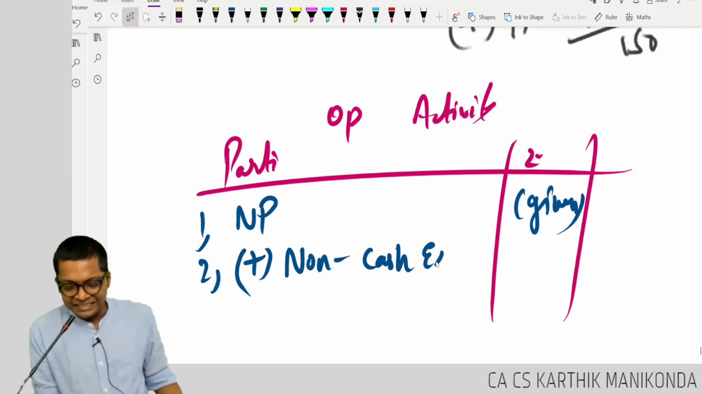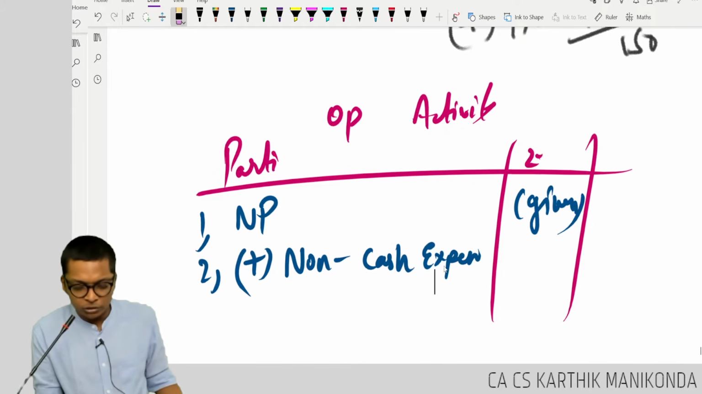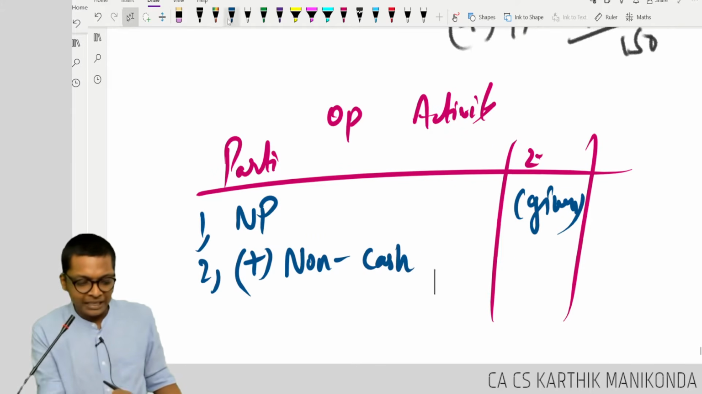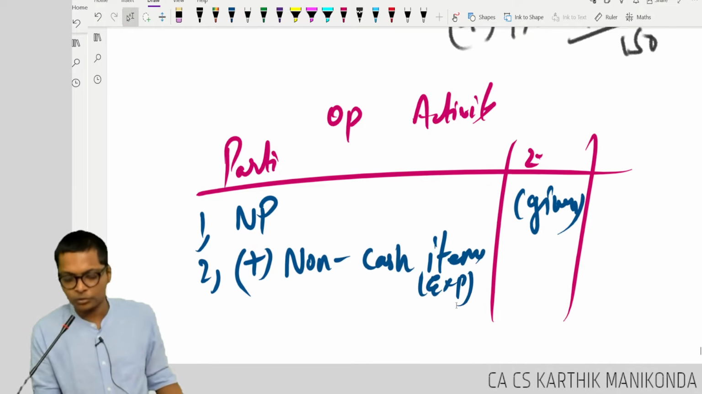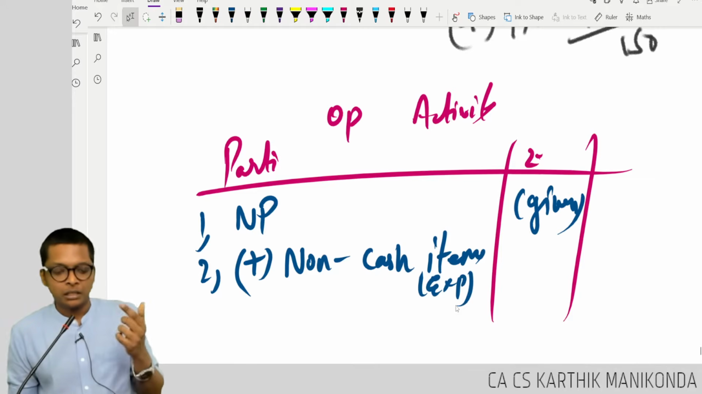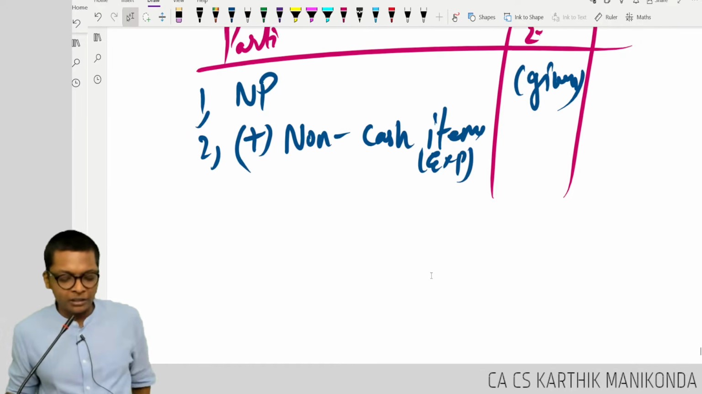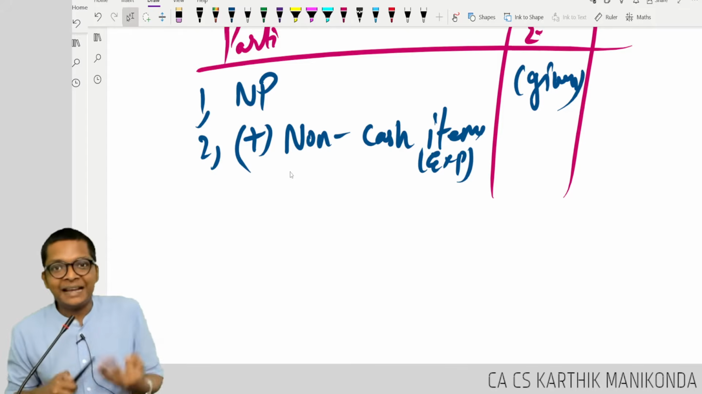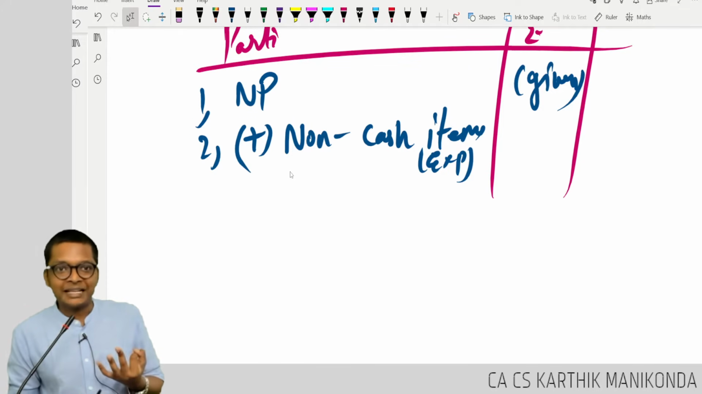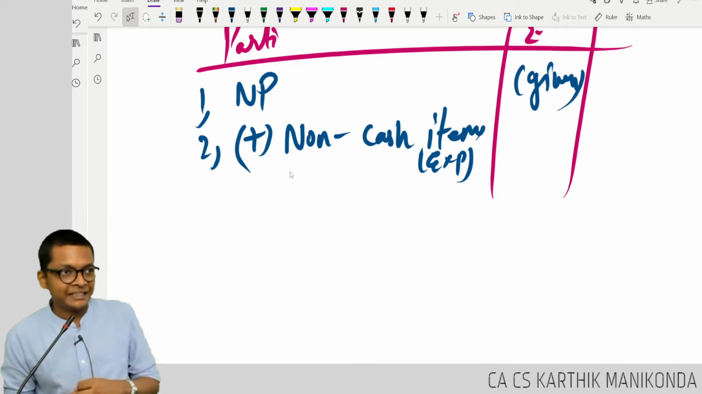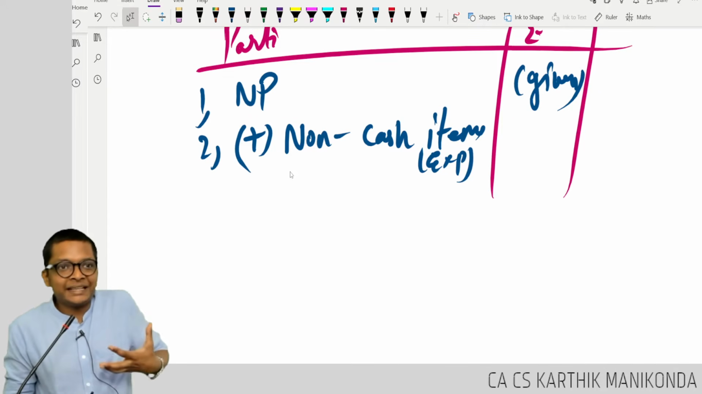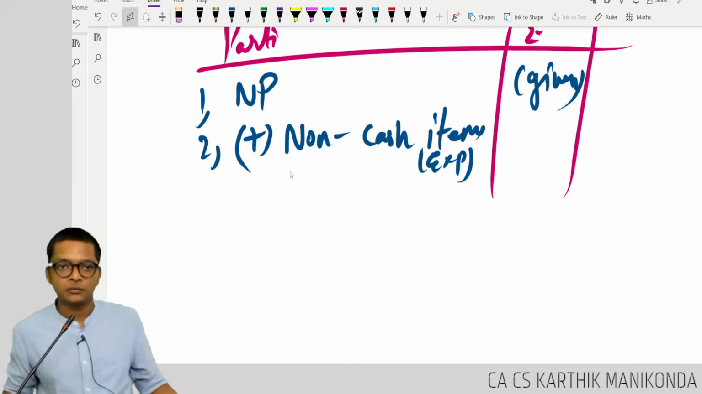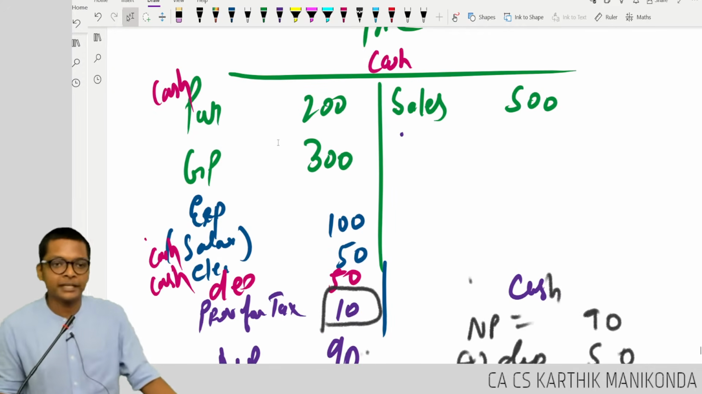First thing you add back is all non-cash expenses, but we actually use the word non-cash items, but expenses. Okay, because you don't add non-cash income, you have to reduce that. So add non-cash expenses. What all can come here? Depreciation, provisions, maybe salary outstanding. Correct? Salary outstanding is a non-cash expense. And on the debit side, whichever expense is non-cash, we add that. Are you following, guys?